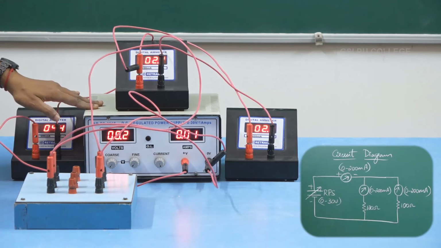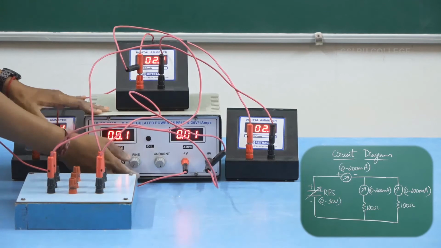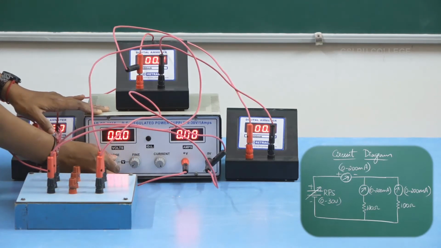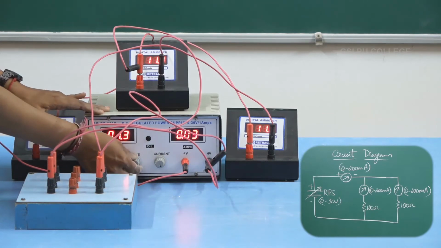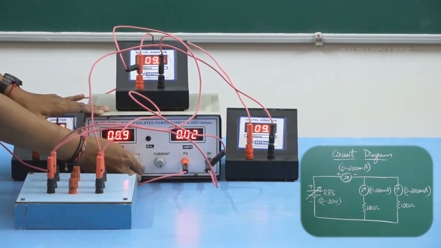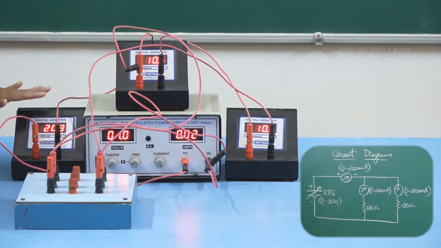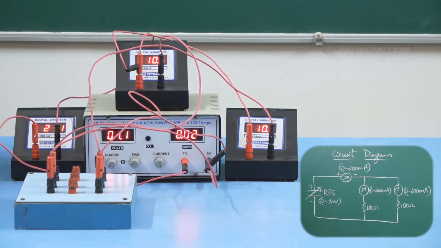After switching on the power supply, let us set the voltage of RPS to 1 volt for the very first trial. I will be using the coarse and the fine knob to set the voltage of RPS to 1 volt. After setting the RPS voltage to 1 volt, I have to note down the values of ammeters I, I1 and I2.